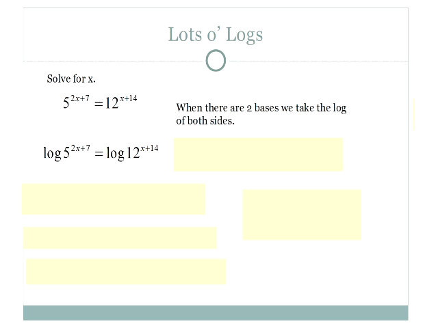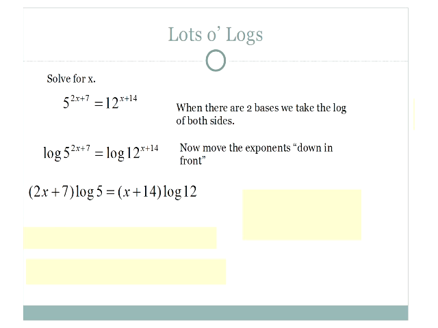When we take the log of both sides, that enables us to bring the exponents down in front. You have to have a log function to be able to bring the exponent down in front. When I do that, the entire exponent, this 2x plus 7, is multiplied by the log 5, hence the brackets here. Same thing on this side. The x plus 14, all of that is multiplied by log 12.